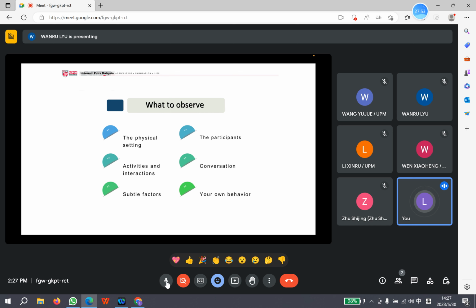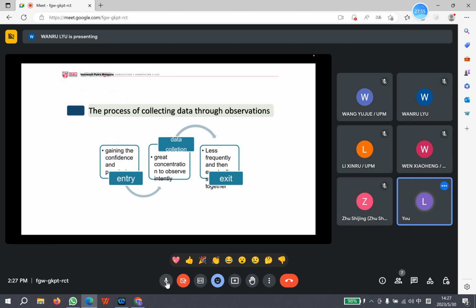And now let's turn to the next page. And let's look at the process of collecting data through observation. There are 3 steps. And number 1 is gaining the confidence and permission. So we need to get the permission and enter the observation. And next one is data collection. We need to have great concentration to observe intently. And last one is exit. That is very difficult, actually. And we need to choose less frequently, and then we can exit the observation totally.